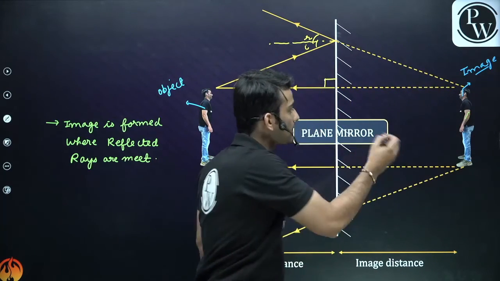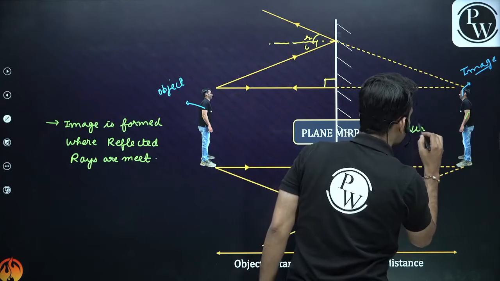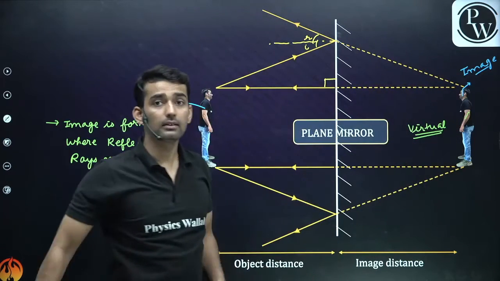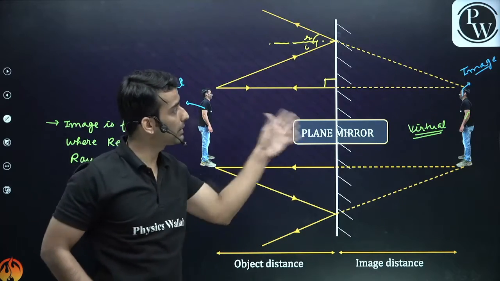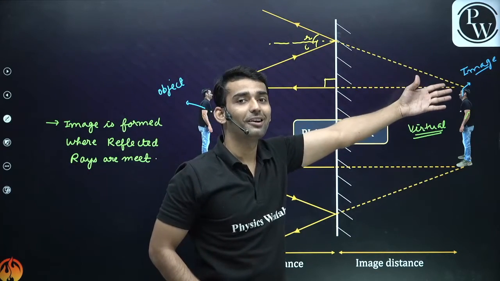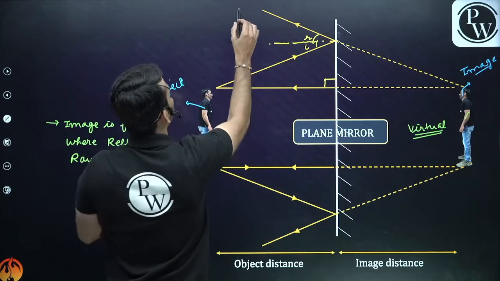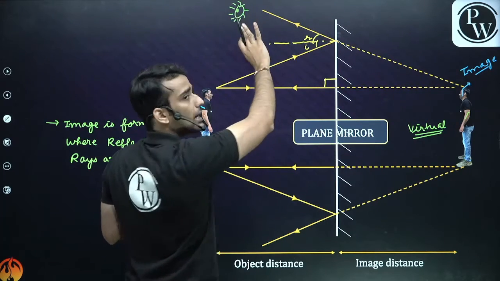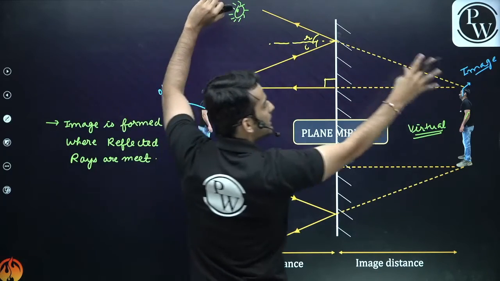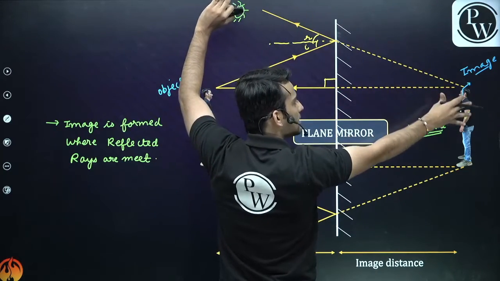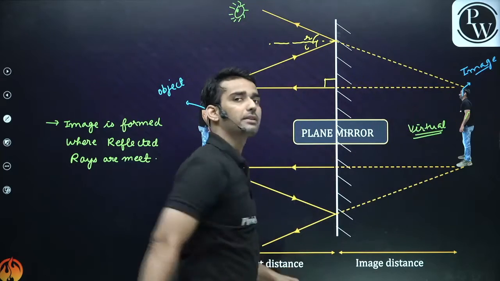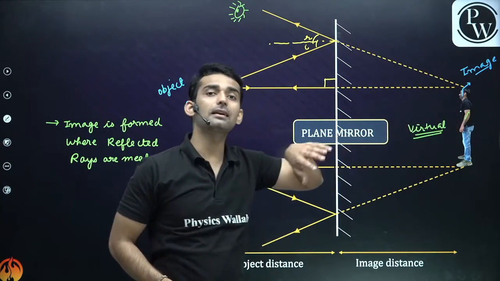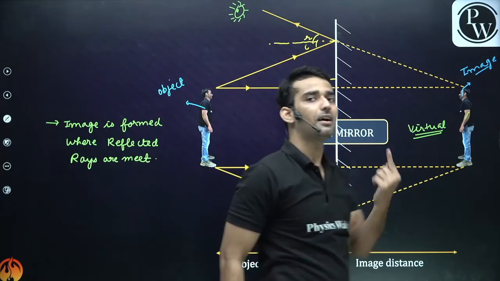So guys, this is the virtual image. Virtual means behind the mirror. The image is formed behind the mirror. The rays do not actually meet, but the rays appear to meet, right? Suppose somebody is looking at me from here, so he will see my image here. So basically it's a virtual image. The image is formed behind the mirror, first thing.